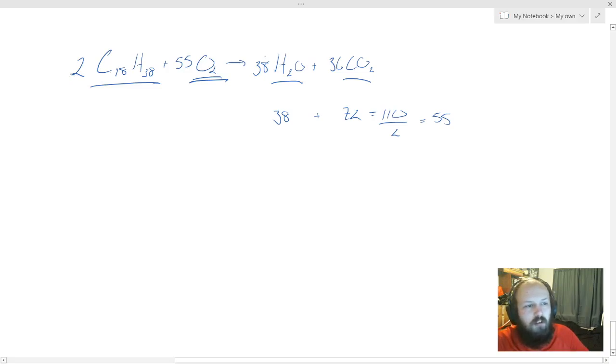Sure, almost everything has a factor of 2, this 2, 38, and 36, but the 55 doesn't have that. The only factors of 55 are going to be 1, 5, 11, and 55, and none of those values also go into the others. So that is as balanced as I can get it.